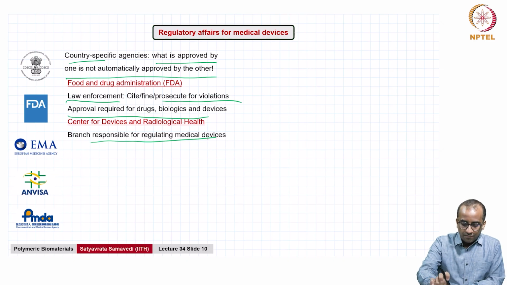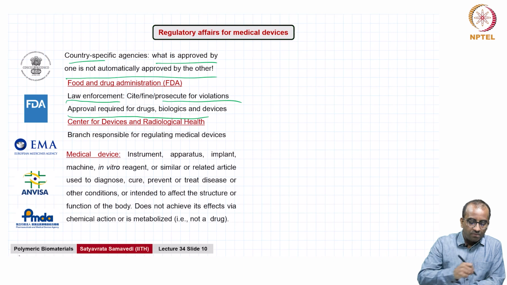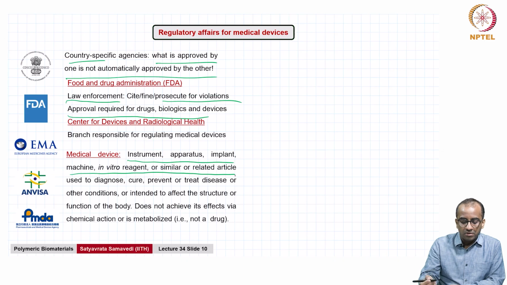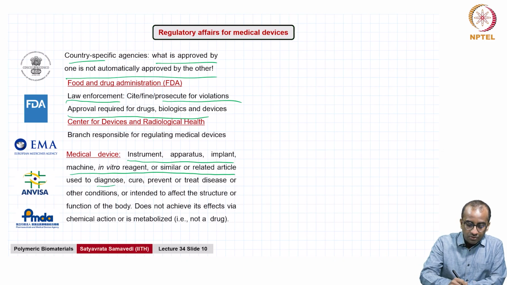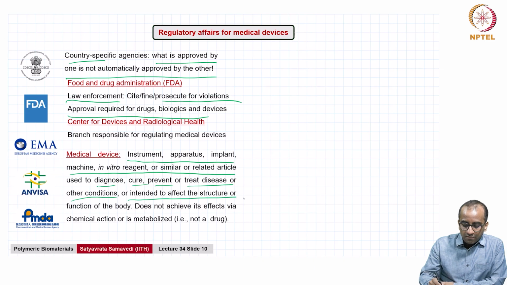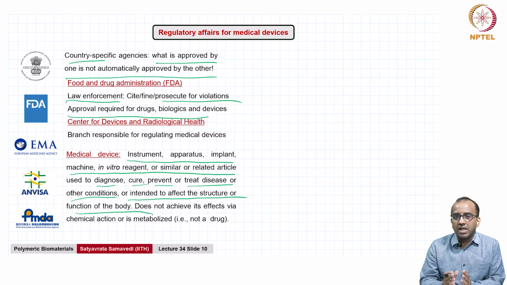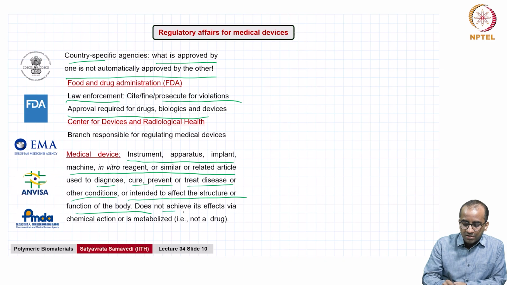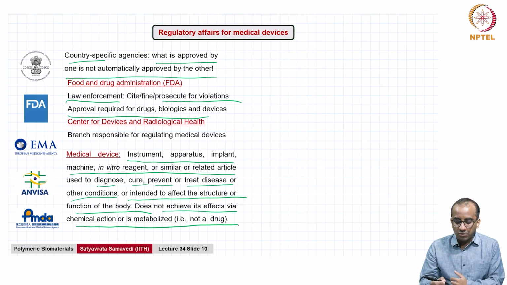Now, for the purposes of the regulatory agency itself, a medical device is defined as an instrument, apparatus, implant, machine, in vitro agent or similar related article that is used to diagnose, cure, prevent or treat diseases or other conditions, and as we have noted on one of the earlier slides in this lecture, is intended to affect the structure and function of the body primarily through mechanical or physical means. It does not achieve its effects through chemical action or is metabolized. Essentially, it is not a drug or a biologic. So, these would be regulated through CBER or CDER depending on the type of therapy. So, that is quite different.